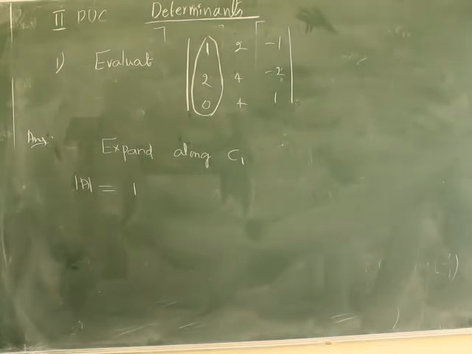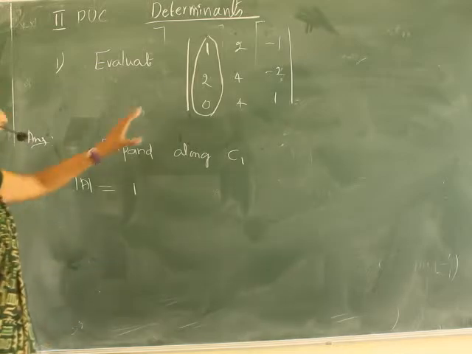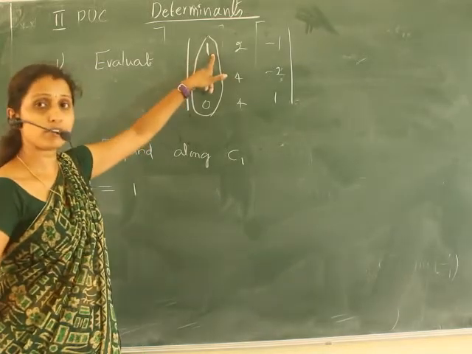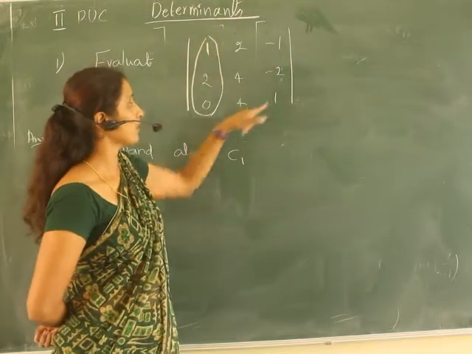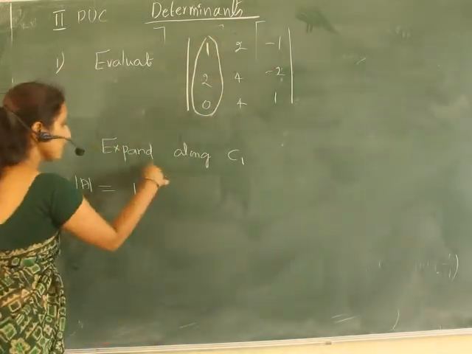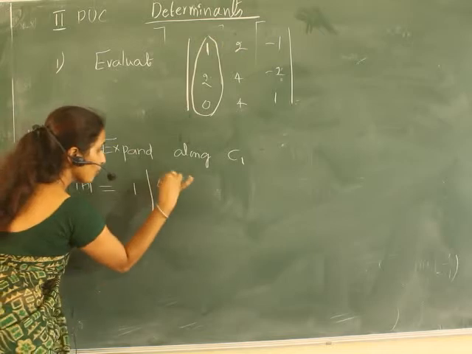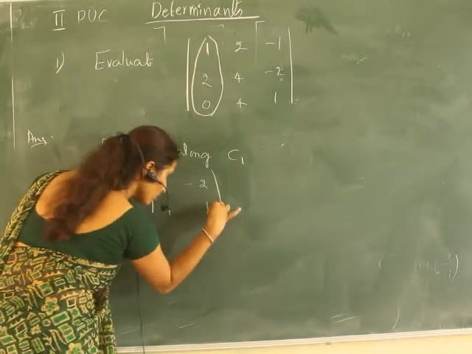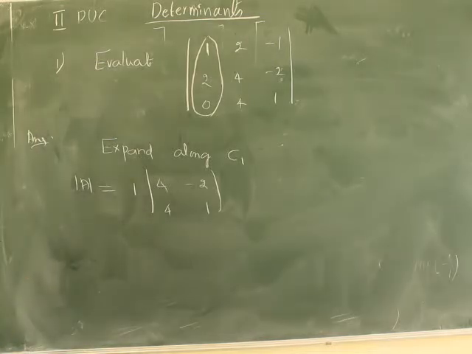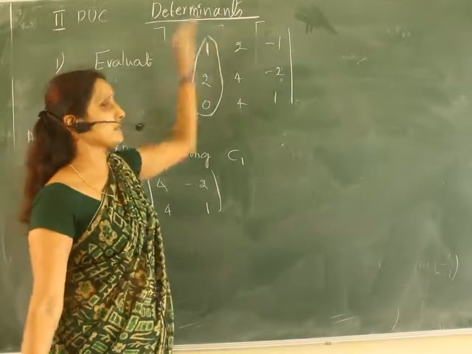So first is 1 into, now it is in the first row and first column. I have to delete the first row and first column. So what is remaining? The remaining will be the determinant of 4 minus 2, 4 1. I have deleted the first row and first column.